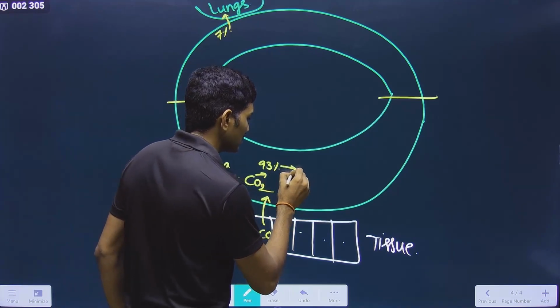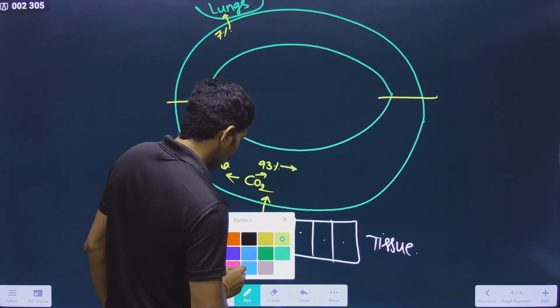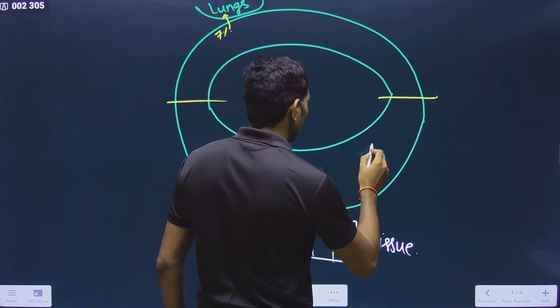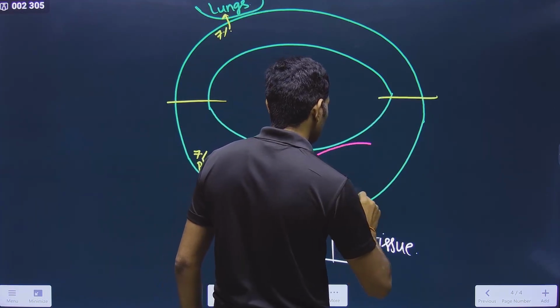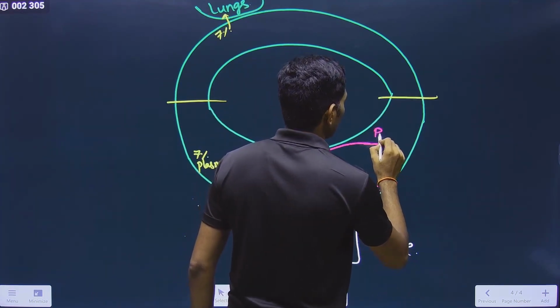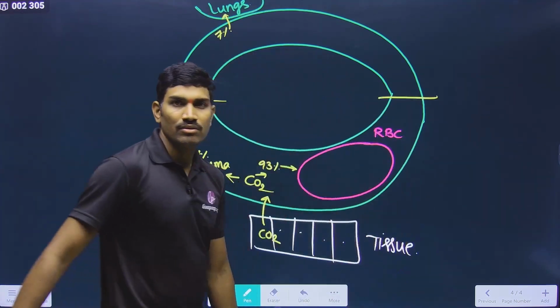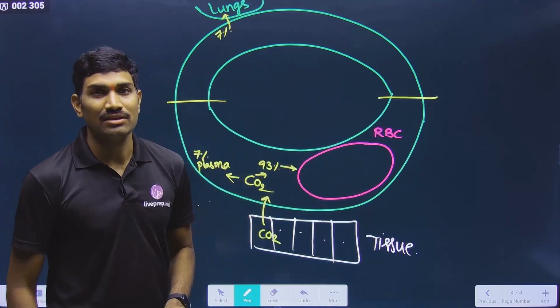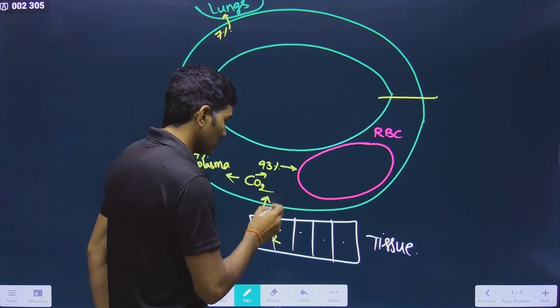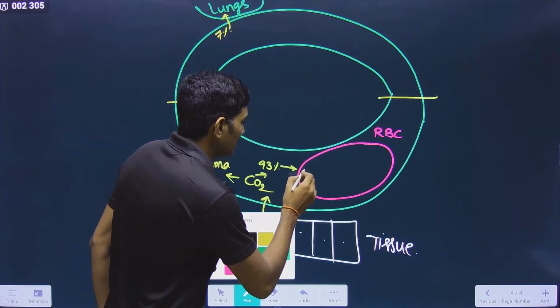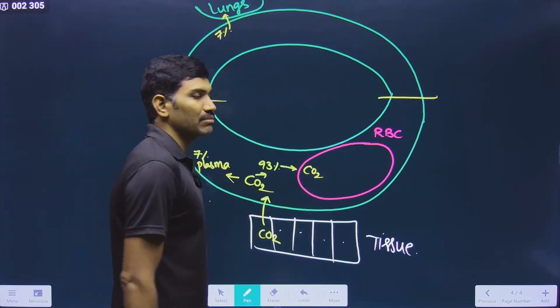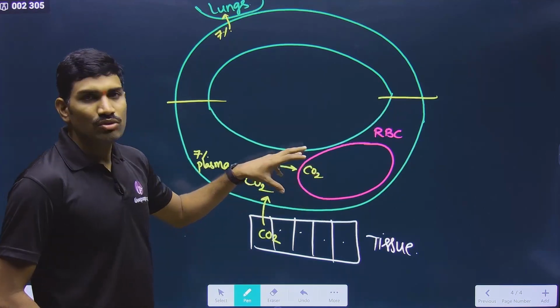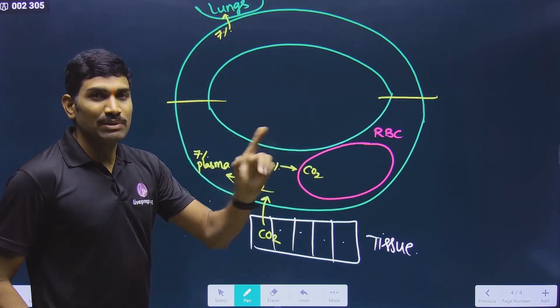This 93% CO2 is now entering into the RBC. This is the RBC. So red blood corpuscles are red blood cells. So into that they are entering. Now inside this, what happens? Once this CO2 enters into this RBC, what happens? Regarding the 70% we are talking now.